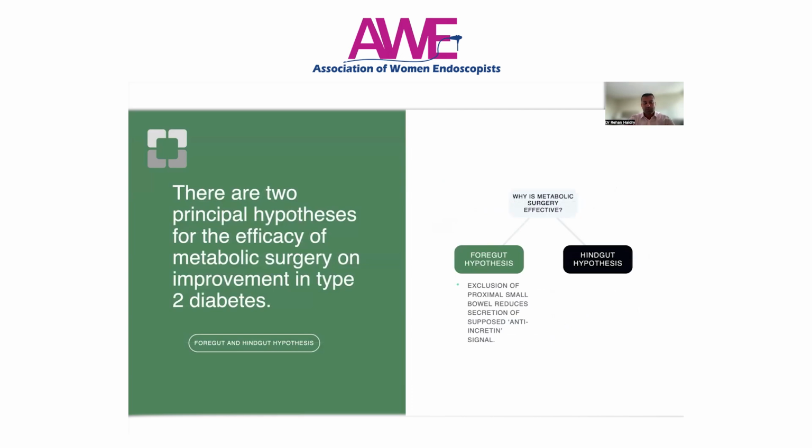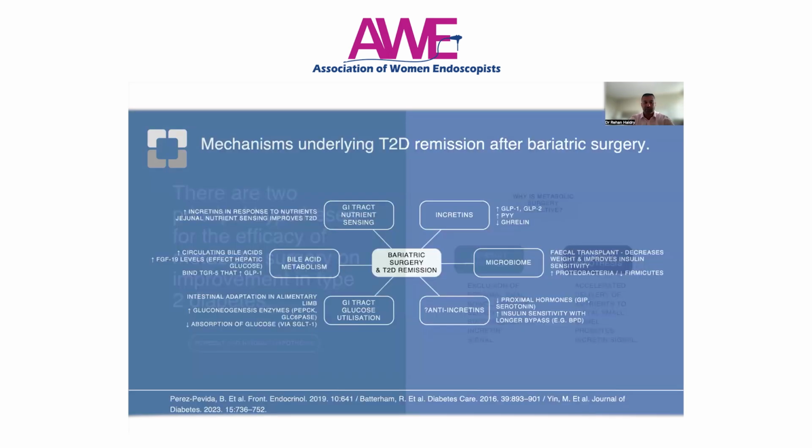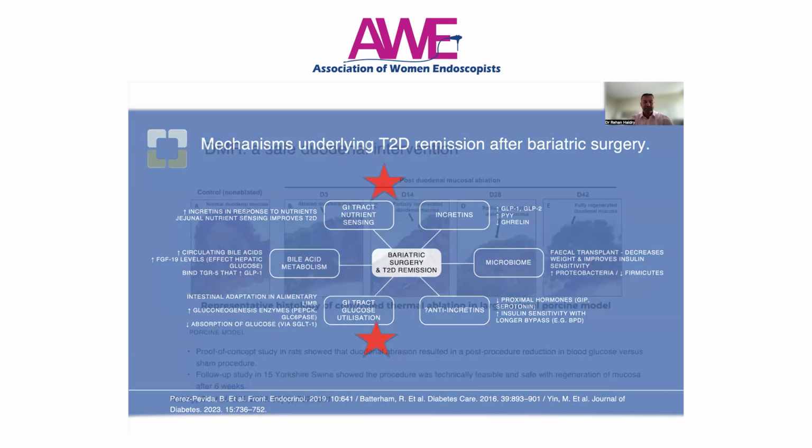So when we look at metabolic surgery, and by definition also metabolic endoscopy, there are two hypotheses. The one that we're most interested in is the foregut hypothesis: that if we can exclude or manipulate the proximal small bowel, it will reduce the secretion of these anti-incretin signals and lead to a metabolic benefit. The mechanisms that I've alluded to after bariatric surgery that lead to type 2 diabetes remission are multifactorial, but we know that this proximal foregut theory carries a lot of weight.